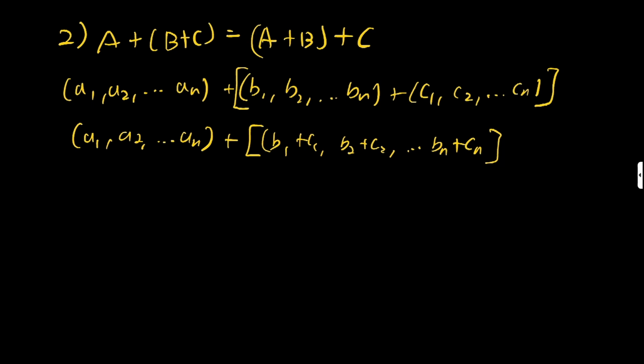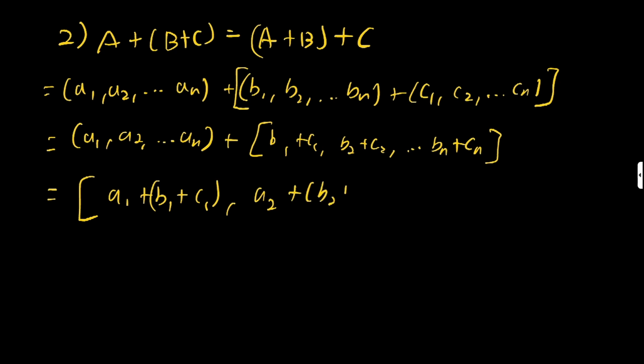We can now combine this once again, and there shouldn't be a parentheses here. Just be B1, like that. We're going to combine these two again. Say this is equal to big brackets A1 plus B1 plus C1, comma A2 plus B2 plus C2, comma dot dot dot, A3 or An plus Bn plus Cn. Okay, so this is the same thing.